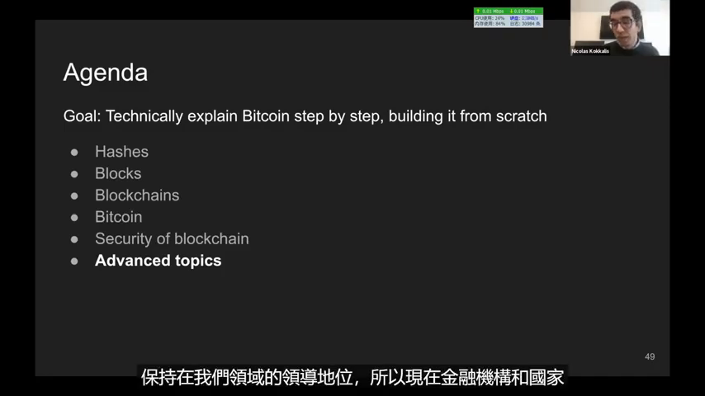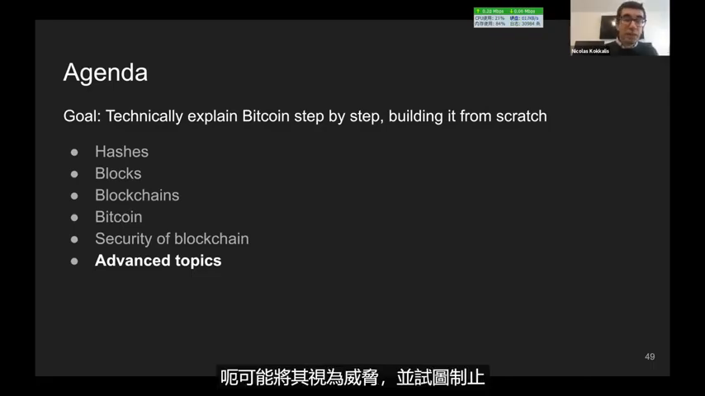So now financial institutions and countries could potentially see this either as a threat and try to stop it, or ignore it. And others may see it as a challenge or an interesting evolution, and instead of trying to stop it, they try to participate in it and promote it and make it better for everyone.